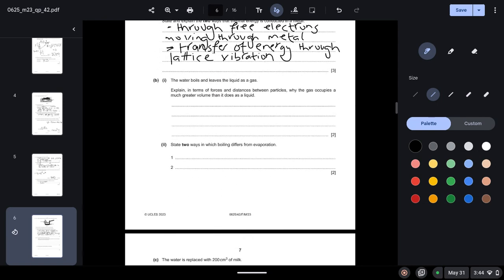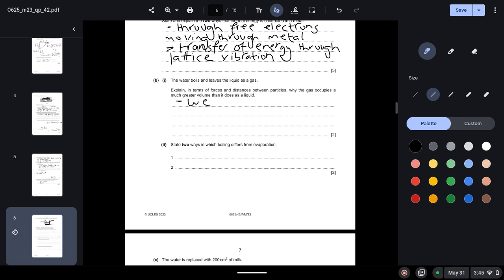B. The water boils and leaves the liquid as a gas. Explain in terms of forces and distances between particles why the gas occupies a much greater volume than it does as a liquid. Well, we know that gases have very weak intermolecular forces. The forces between the gas particles are very weak, so that's why it occupies a much greater volume.